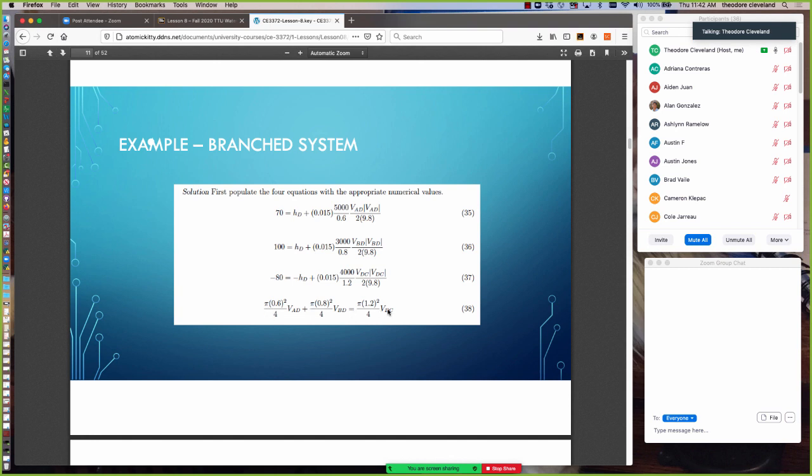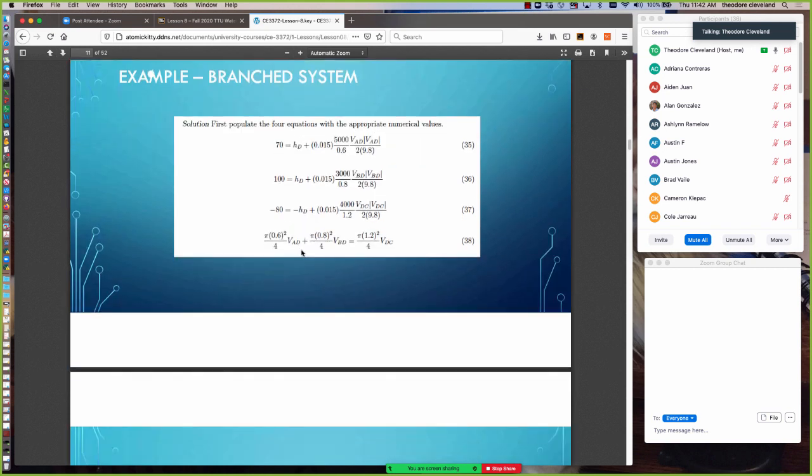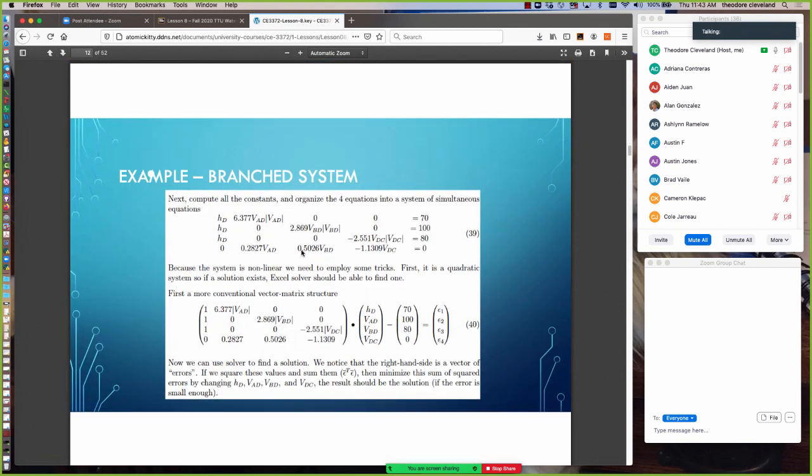And then lastly, we have continuity at that node D. So that's clearly the pipe area coming into node D from reservoir A, the pipe area coming into node D from reservoir B, the pipe area coming into node D from reservoir C. So there's our four equations and four unknowns, the unknowns being velocity AD, velocity BD, velocity DC, and the total head at node D. So the next step would be we could compute all the constants and organize the four equations into a system of simultaneous equations, as shown as equation set 39 in the presentation.